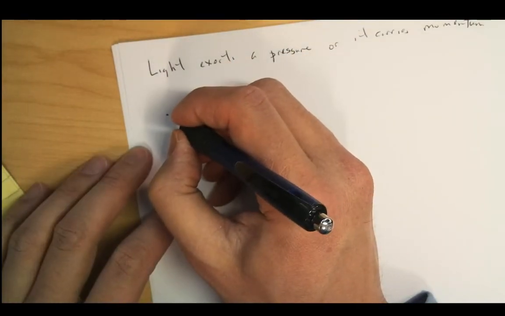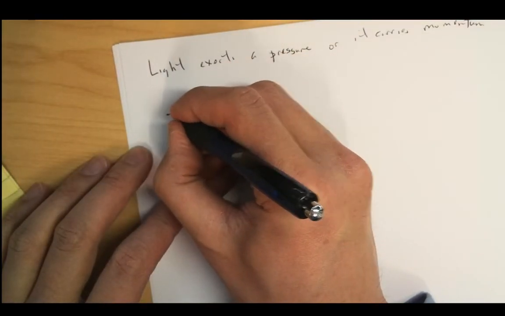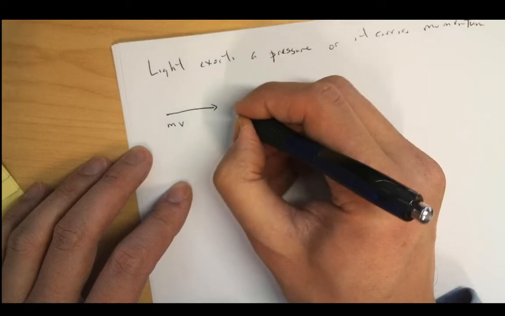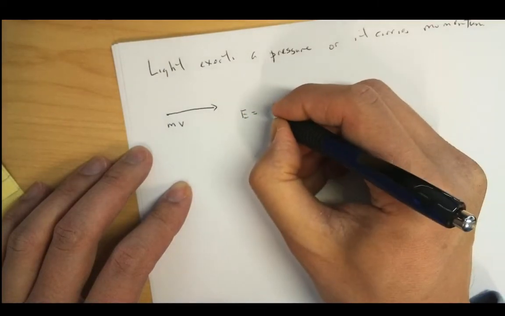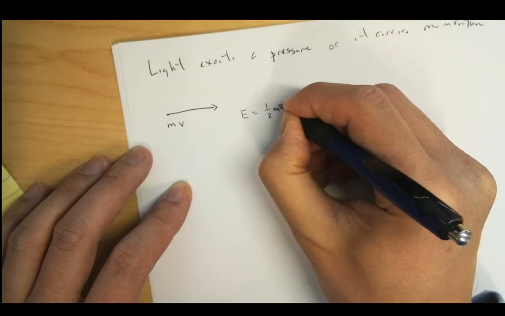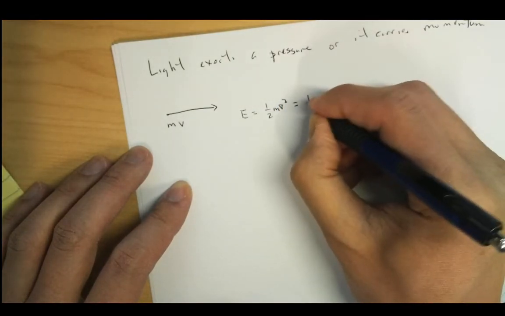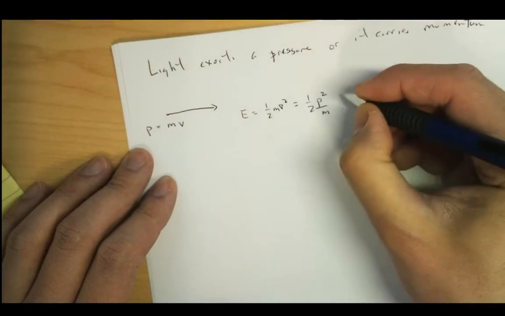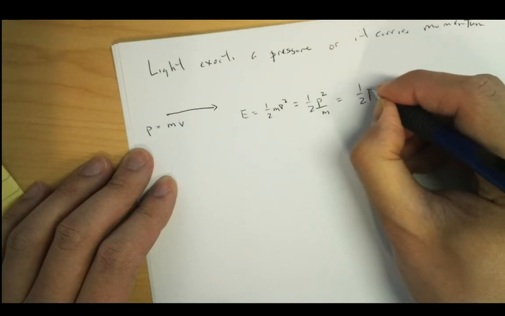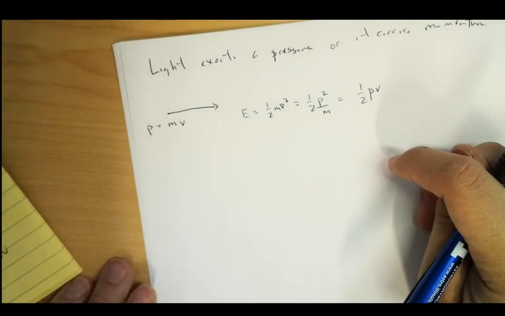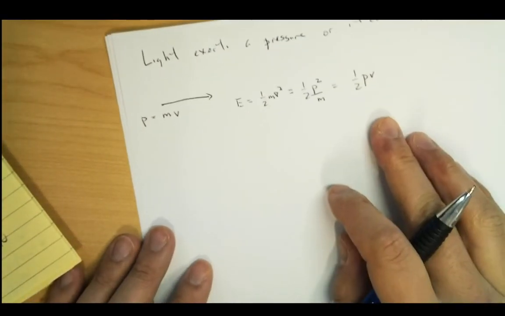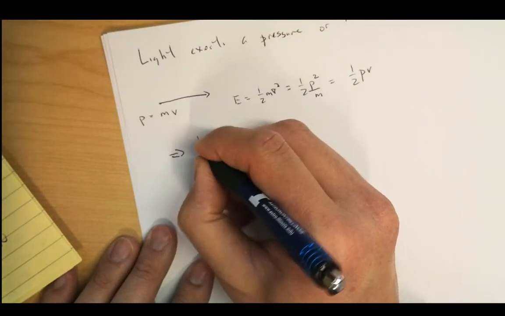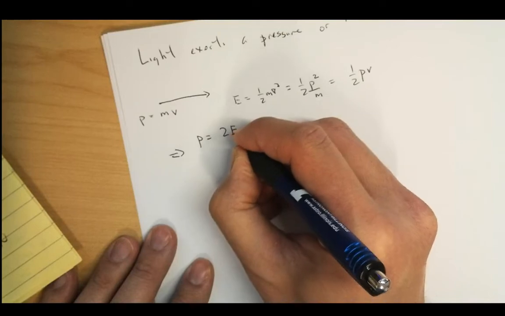So let's go ahead and talk about this. This is a simplified way of doing it. Let's imagine you have a particle here, mass m, moving with some velocity v. The energy of that particle is basically 1/2 mv squared, which is 1/2 p squared over m, where p is the momentum. You can also write it as 1/2 p times v. You can write it several different ways, right? And so you can write p is equal to 2E over v.